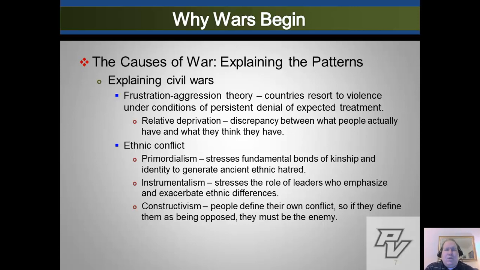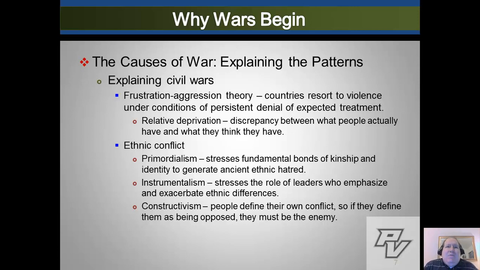There's the first, which is where you have a group of people who are rising up to overthrow a government that is holding back from them. This is the idea of frustration-aggression theory, that countries, or groups within a country, will resort to violence when they're under conditions of persistent denial of an expected treatment, freedom, economic ability, etc. The idea is that eventually I have had enough, I can't take it anymore, we're going to overthrow the government and try and take over what we can because we're so frustrated.